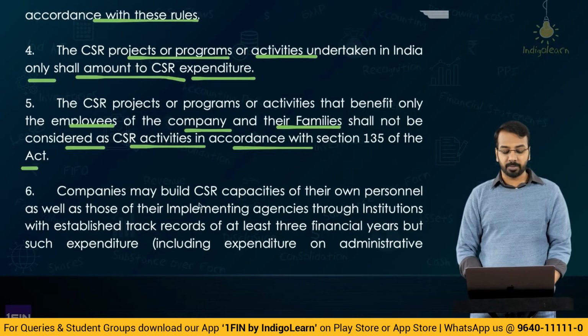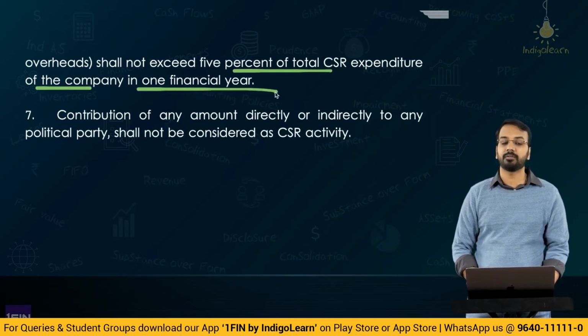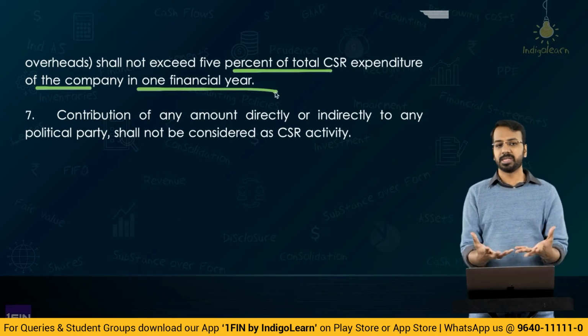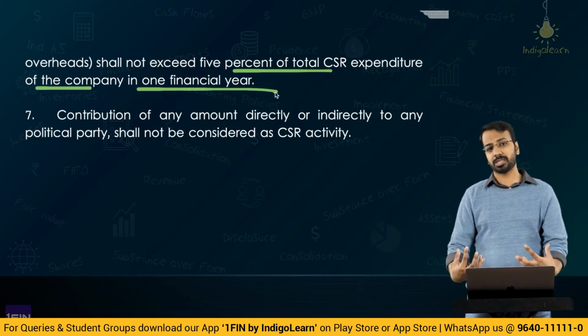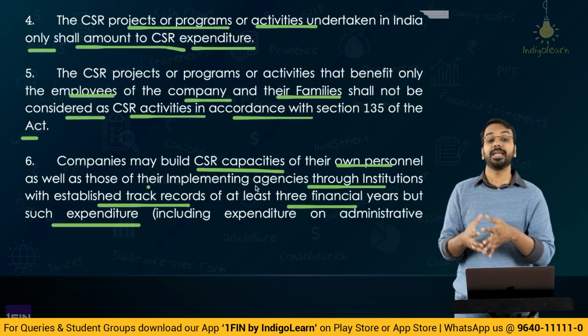And the companies may build CSR capacities of their own personnel as well as those of their implementing agencies through institutions with established track records of at least 3 financial years, but such expenditure shall not exceed 5% of the total CSR expenditure of the company in one financial year. Now, what does this mean? This basically means I can use my own employees for the purpose of CSR activities, or I can use the personnel of some implementing agencies.